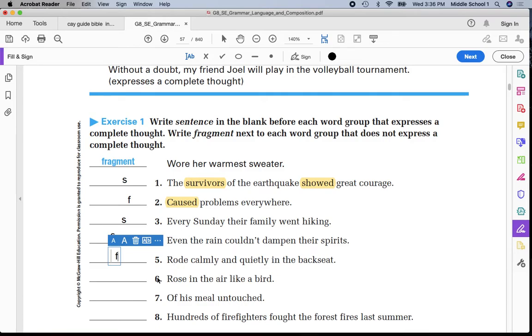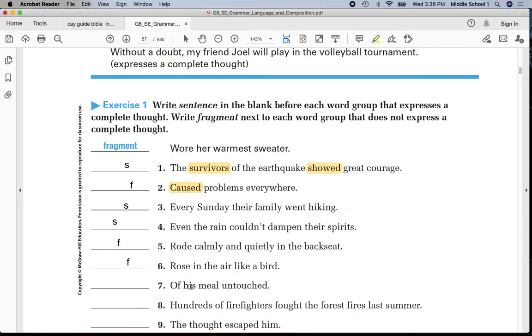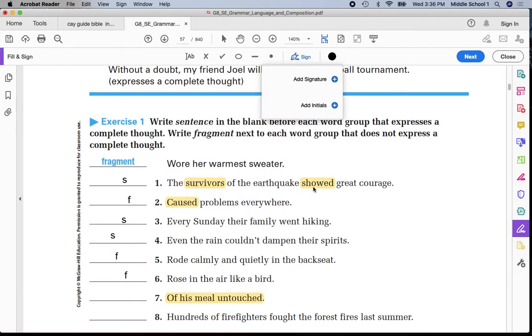Same thing for number 6. Rose in the air like a bird. Rose in the air like a bird is a fragment. It doesn't contain a subject. Take a close look at this next sentence. In this next sentence, we have: of his meal untouched. You're recognizing this as a prepositional phrase. This does not contain both a subject and a predicate, and because this does not contain both a subject and a predicate, I'm going to call this a fragment.